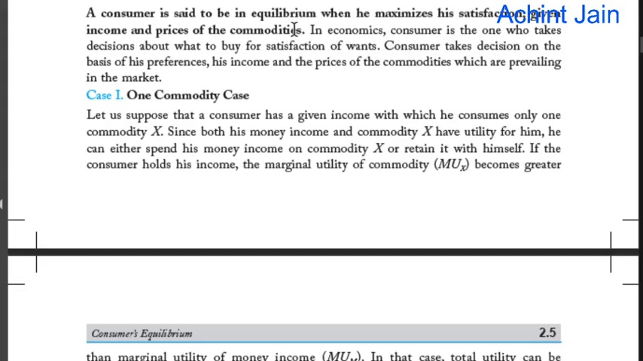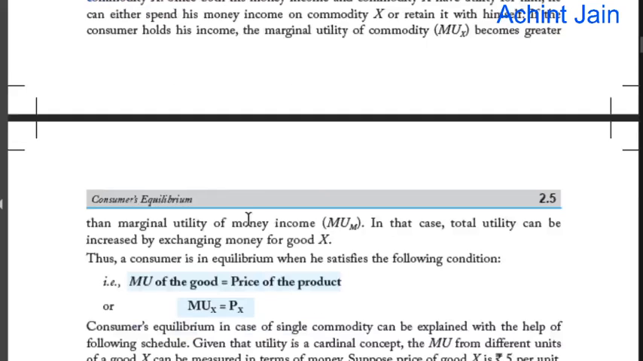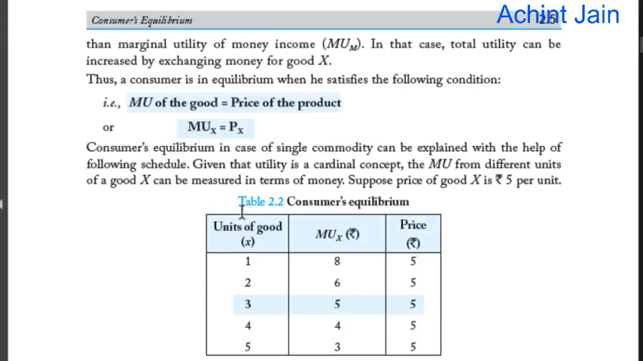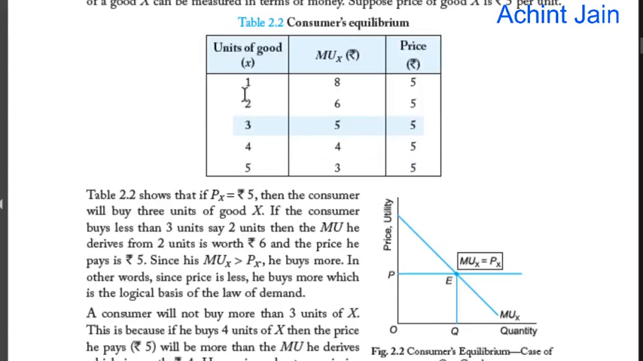Now if we try to understand consumer equilibrium, we have two cases. One is the one commodity case, where the equation relates MUx, the marginal utility of good x, and the price of x. In the table, the units you purchase are 1, 2, 3, 4, 5, and the MU is 8, 6, 5, 4, 3.